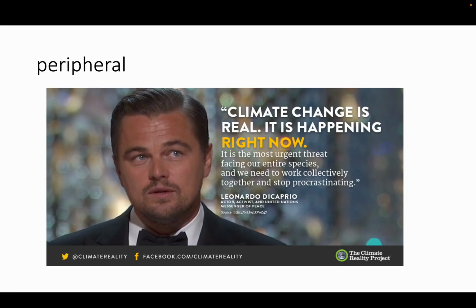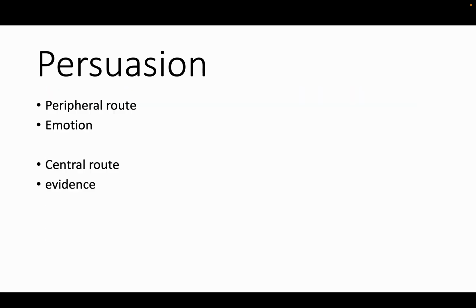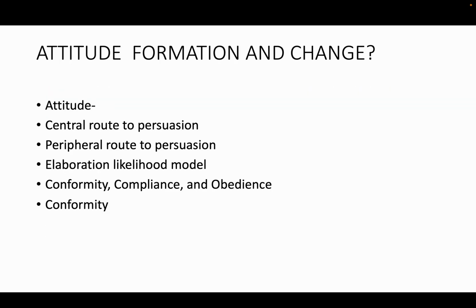Okay, if you're trying to change someone's mind, the peripheral route might use an actor or a famous person and some way to kind of manipulate and get them to change. The central route of persuasion, you would give more fact and evidence. Okay, back to attitudes here. Okay, attitudes are what we think about.